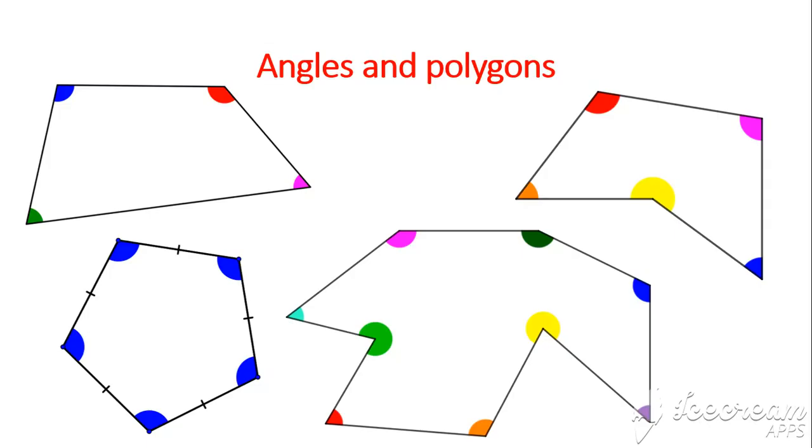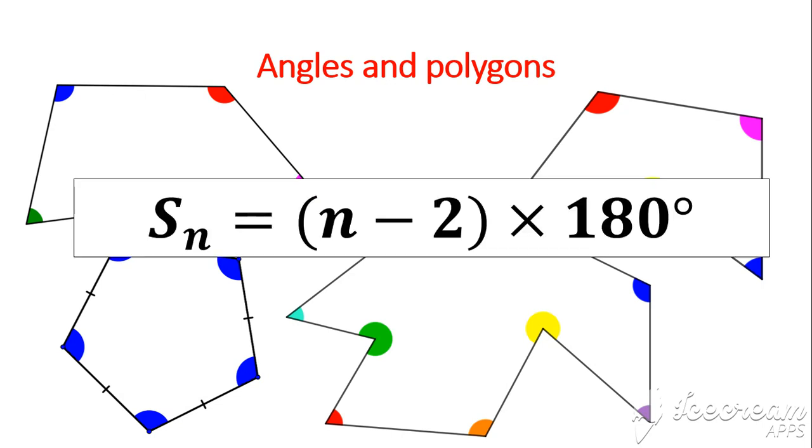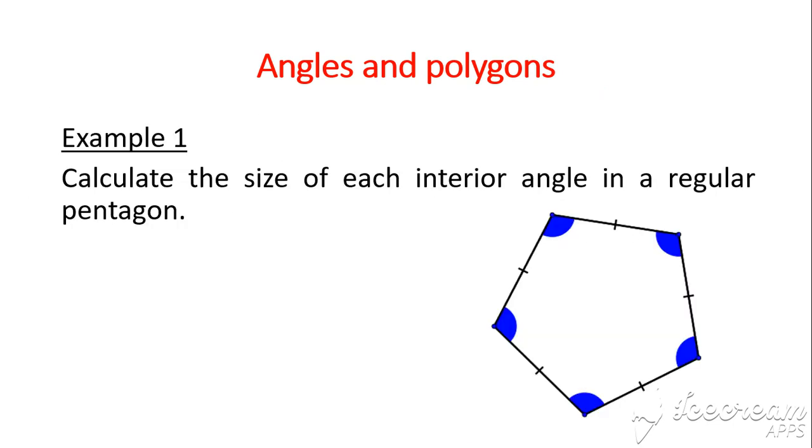Right, so in the first 2 videos, we chatted about a rule which worked out the interior angles and worked out what they all add up to, the sum of the interior angles. Here's the rule that we've chatted about in the last couple of videos. So I'm going to race through a last example from one of the videos we've just seen to see if you remember. Calculate the size of each interior angle in a regular pentagon.